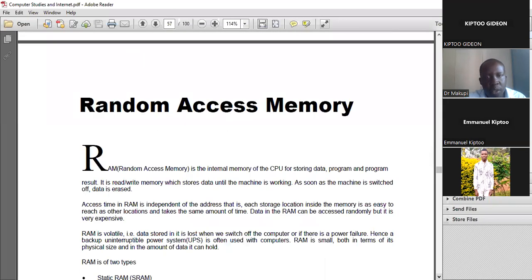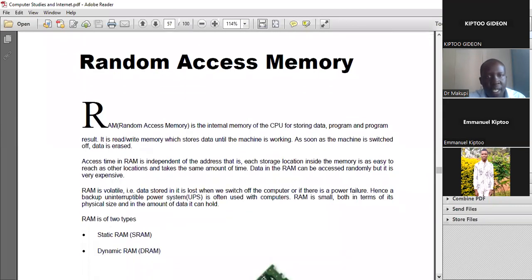Now, I want to move deeper and discuss random access memories and read-only memories.